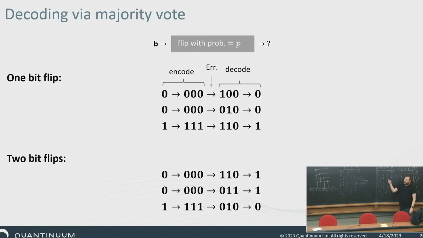However, if 2-bit flips happen, that's not so great. Then the majority voting scheme will tell us the opposite message. So we'll get back 1, for example, with this first example. So 0 goes to 1, 1, 0, and the majority vote says that the outcome should be 1, and that's not right. So we're not completely protected. We're only protected to a certain amount of faults.